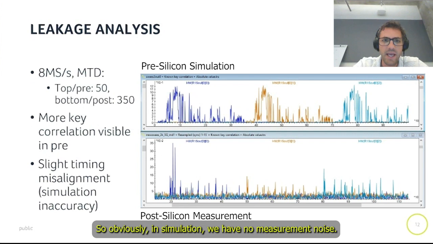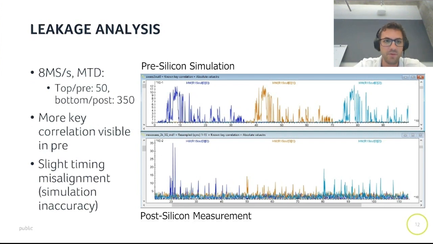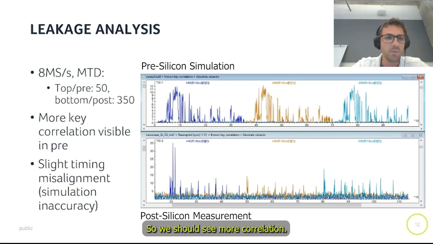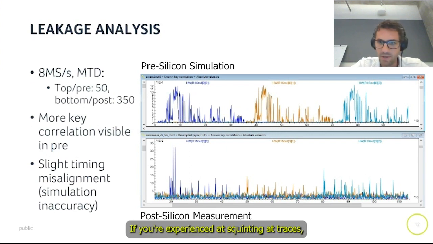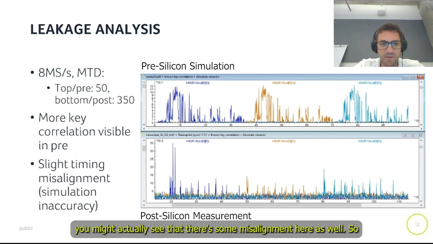So obviously, in simulation, we have no measurement noise. The only noise we have is algorithmic. So we should see more correlation, and we're seeing that here as well. If you're experienced at squinting at traces, you might actually see that there's some misalignment here as well.